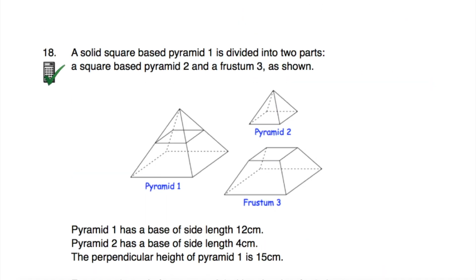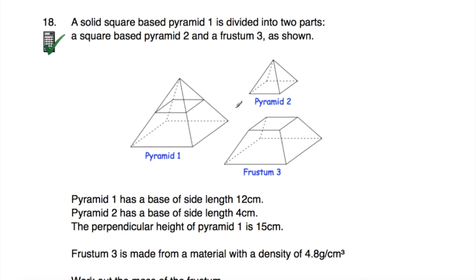Okay, next question. Question number 18, it's a volume of a frustum question. So we want to find the volume of this frustum. Remember, a frustum is just a pyramid with the top chopped off. To do that, we're going to find the volume of the pyramid to begin with. So this is pyramid 1.